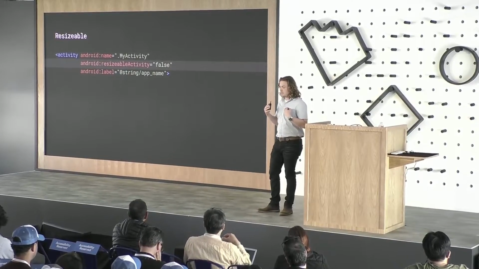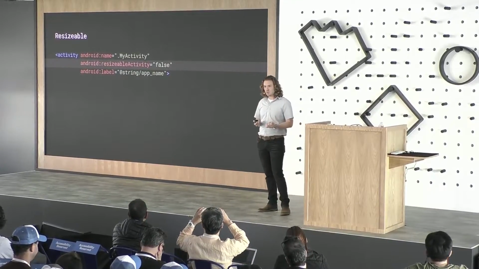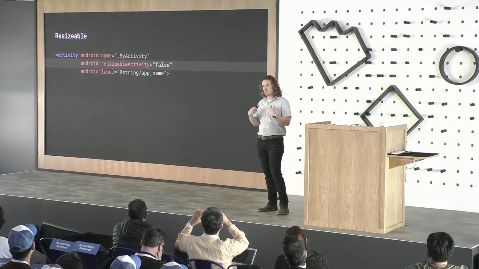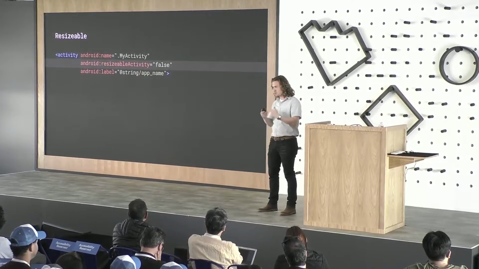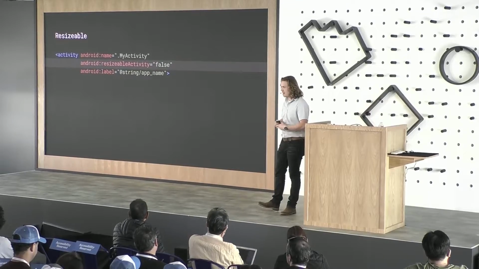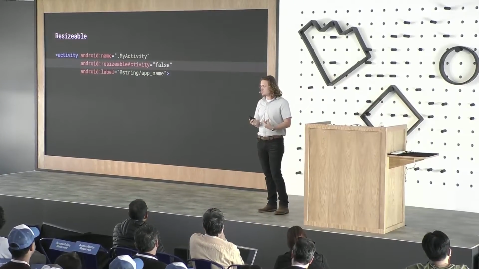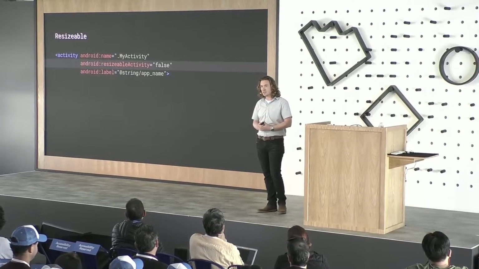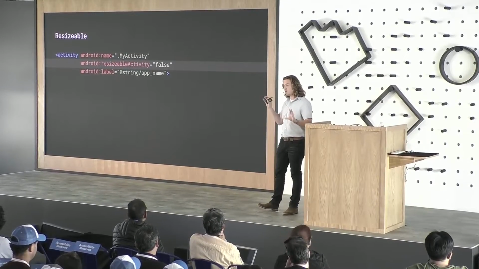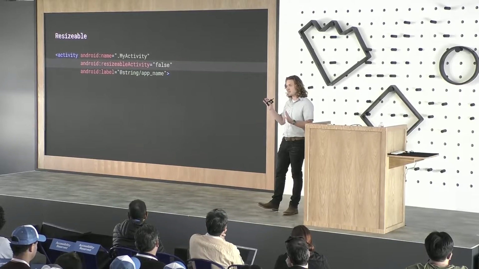Now, if your game is always intended to be run in full screen, which a lot of mobile developers and Android developers expect, there is a way to lock your game to full screen. In your manifest, you can simply declare resizable activity equals false. And this will, by default, launch your game in full screen, and it will not be resizable at all.